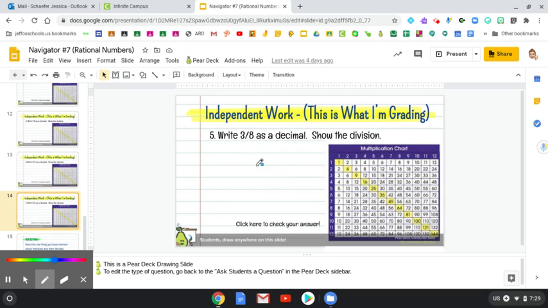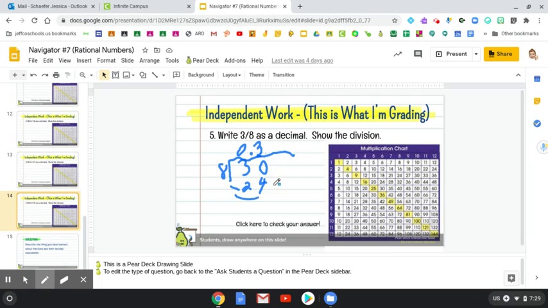My last one, 3/8. This one's going to be a little bit longer, so leave yourself some room. 8 will not fit into 3. Add my decimal and my 0. 8 will fit into 30 2 times. No, 3 times. Let me erase that so you can see it. 3 times, which is 24. I would have 6 leftovers.